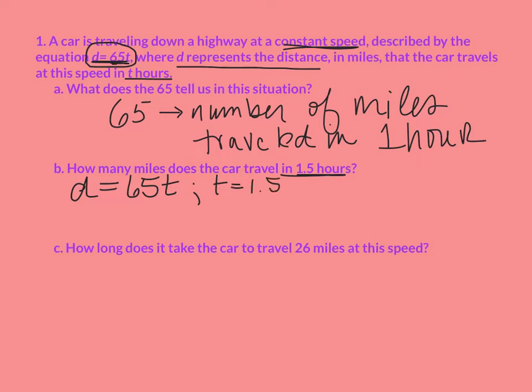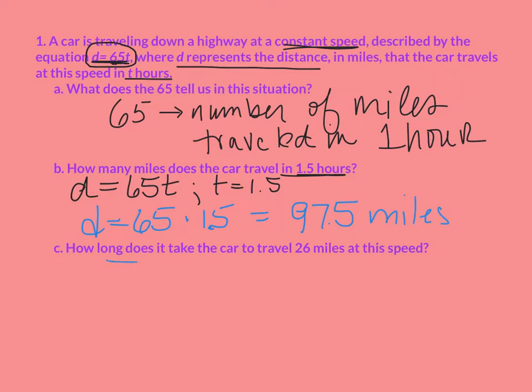So now every time I see a t, I'm going to substitute in. So d equals 65 times 1.5. And like I've said before, take out that calculator, do 65 times 1.5, and you should get 97.5 miles.